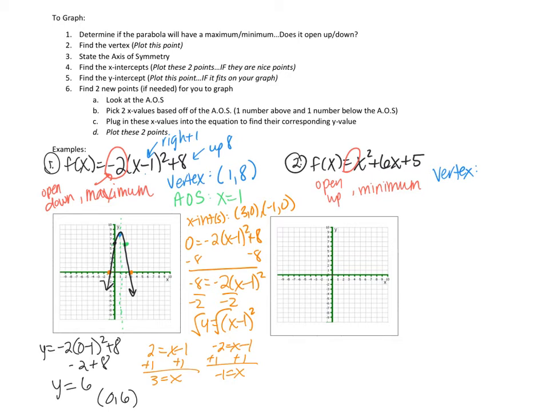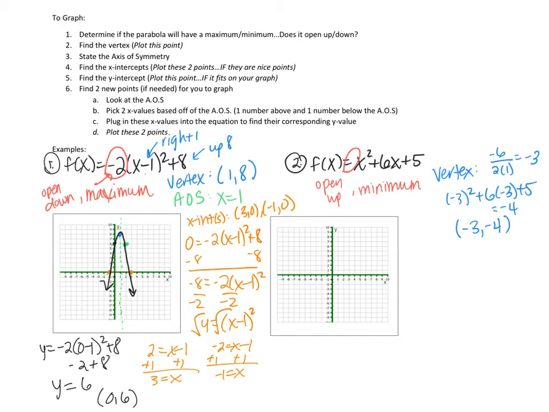We're going to take the opposite of B, which is -6, over 2 times my A. So I'm going to get -3. I take that number and I plug it back in to get what the y value is. So I get -4. So my vertex is going to be (-3, -4).